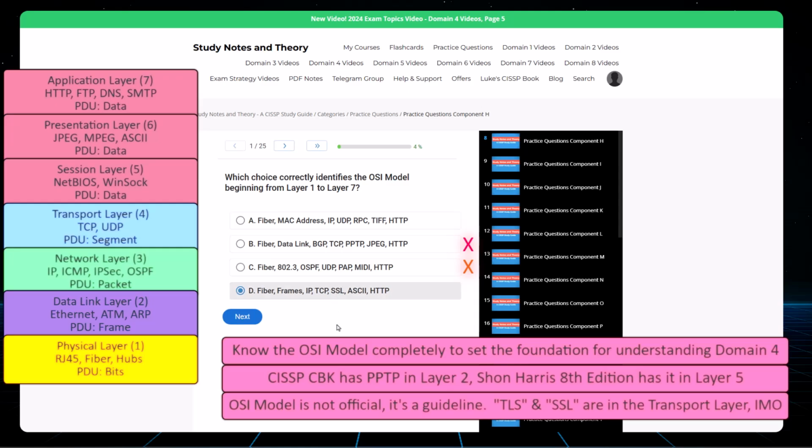Let's see if we can eliminate anything else. ASCII is definitely in the presentation layer. It converts ASCII to HTML, or ASCII to anything else we can read. And HTTP is definitely layer 7. So choice B and C I'm kind of iffy about because of point-to-point tunneling protocol and PAP. So it's either choice A or choice D. Because of SSL, I'm not sure it should be there. I'm going to go with choice A as being the right answer. Let's see if we're right.